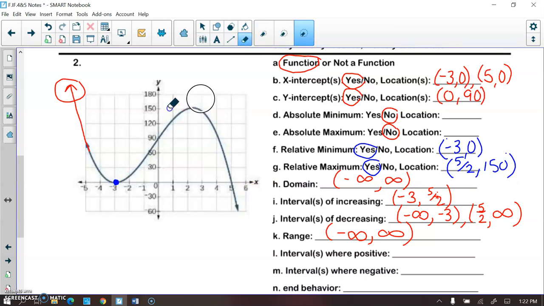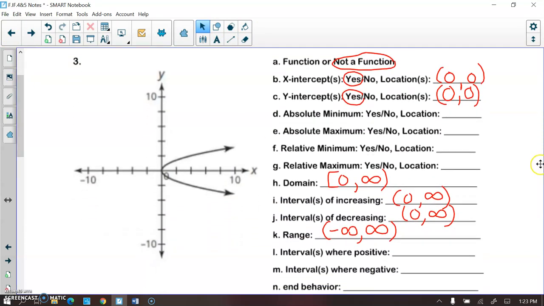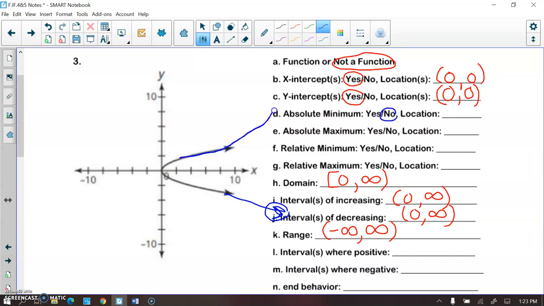All right, moving on to the next page. Number 3, absolute min. Now this is going to go down and down forever and ever. So since we have that arrow on the bottom, there is no absolute minimum. Same thing with the absolute maximum. It's going to go up and up forever and ever. So since there's an arrow on the end here, there is no absolute maximum.